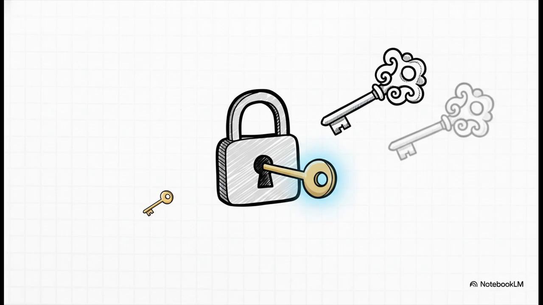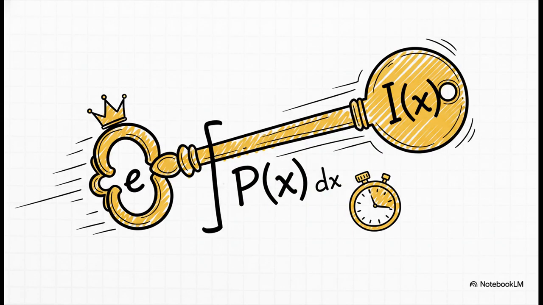So to make our lives easier, we just choose the simplest constant there is, 1. And that leaves us with this clean, elegant formula for our master key. I of x equals e raised to the power of the integral of p of x dx. This is a huge part of the blueprint, so you'll want to get really comfortable and fast at calculating this.